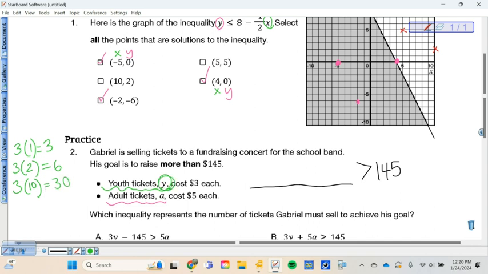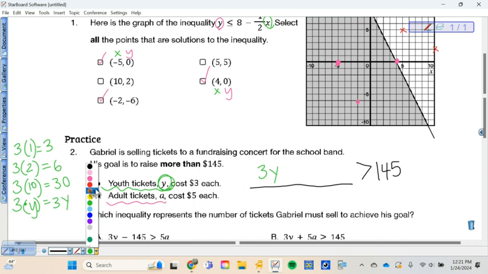So if I buy Y tickets, what would I multiply 3 by? When I bought 1 ticket, I multiplied by 1. When I bought 2 tickets, I multiplied by 2. When I bought 10 tickets, I multiplied by 10. If I'm buying Y tickets, what am I going to multiply by? Y. How do I write 3 times Y? 3Y. Okay, so that's the amount of money I'm making from my youth tickets.